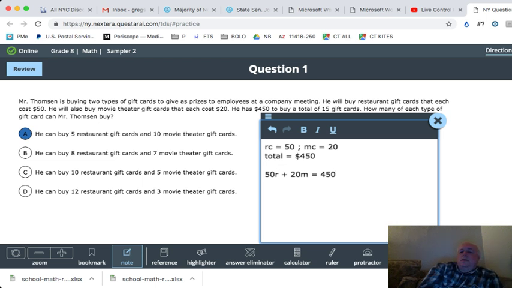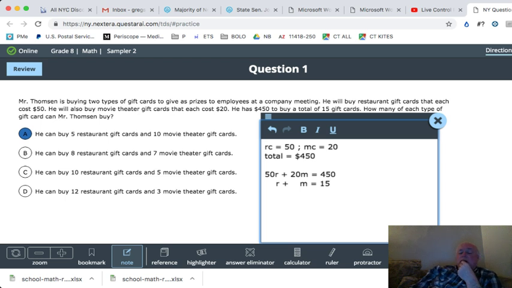So what can we do with this? The answer is we can't do anything. We don't know how many R's there are, and we don't know how many M's there are. But we know something else. So if we run through the sentences, Mr. Thompson buys 2 gift cards. He'll buy restaurants at 50. He'll buy movie theaters at 20. He also has 450 to buy a total of 15 cards. So we also know that R plus M equals 15, right? The number of restaurant cards plus the number of movie theater cards equals 15.